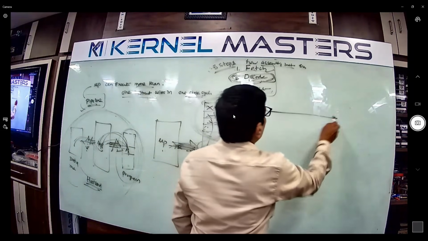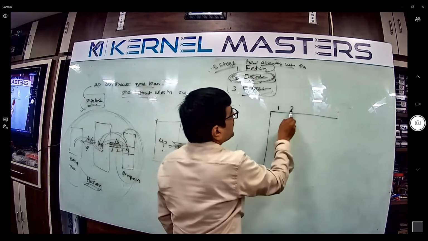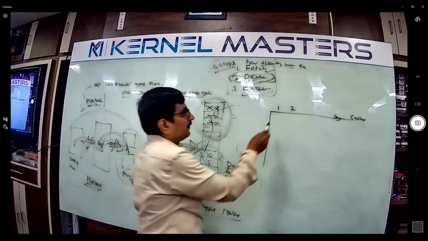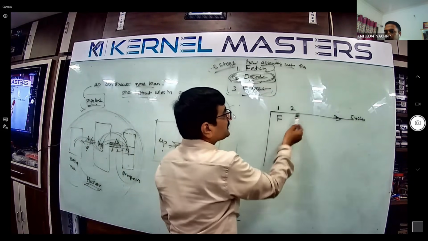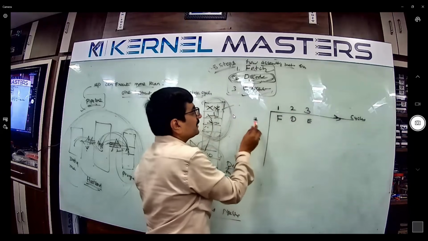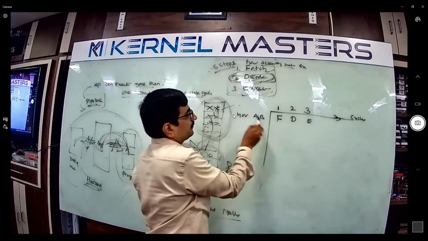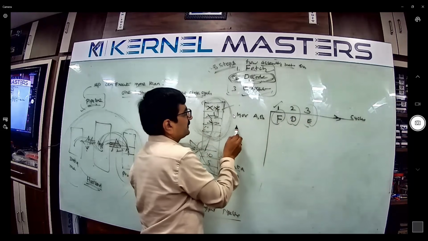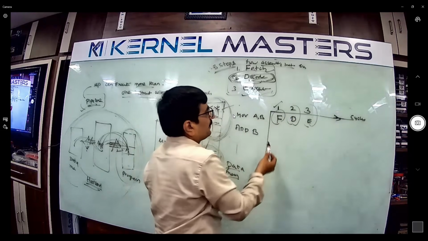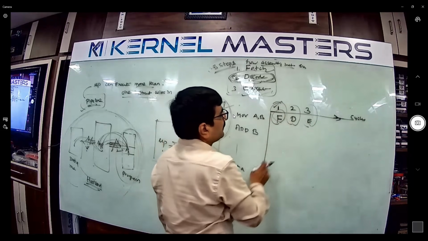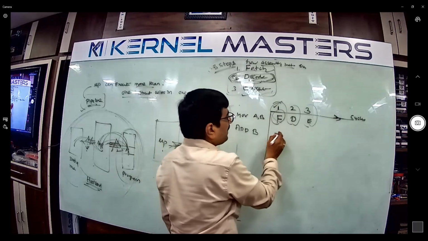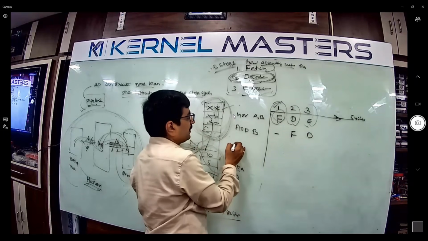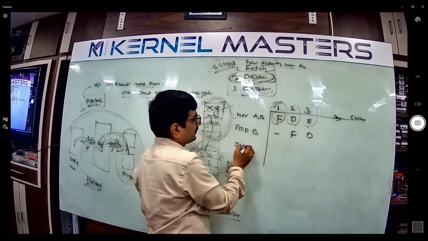For example, for the first instruction, first clock cycle is fetch, second cycle is decode, third cycle is execution. Assume the first instruction is move A comma B. Now one more instruction, say add B. In the first cycle, the first instruction is fetching. In the second cycle, the next instruction is fetching while the first one is decoding. Then a third instruction is there, say a jump instruction.